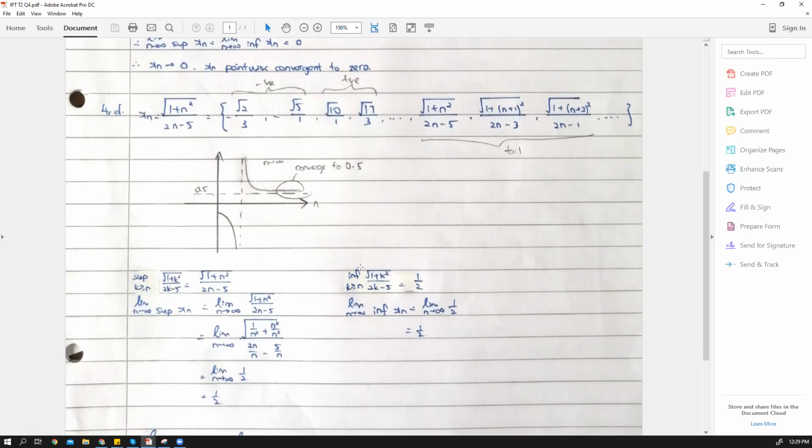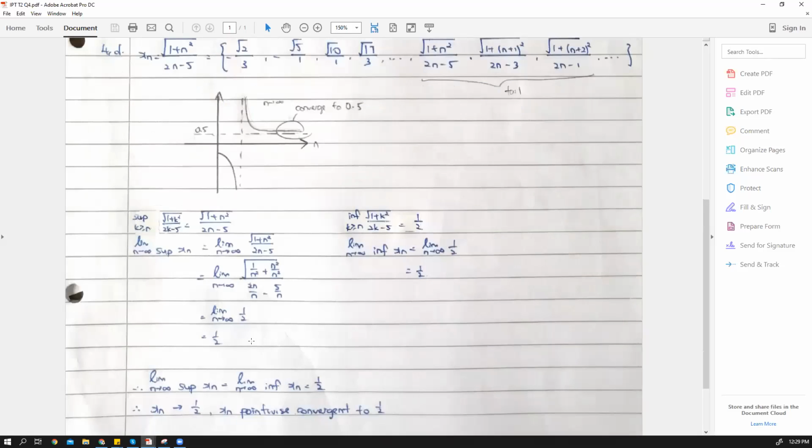And the infimum will also be 1 over 2. So since these two terms converge to 0, so the xn will converge to 0 and the pointwise converged to 1 over 2. Not 0, oh sorry, it converges to 1 over 2. Yeah, the argument is okay.